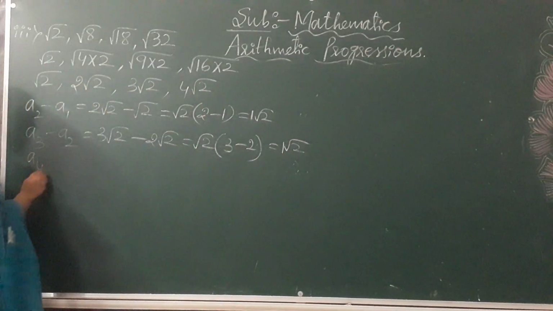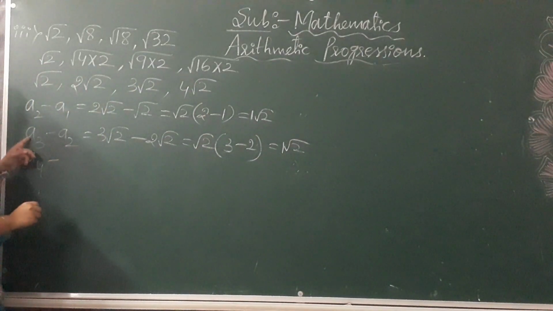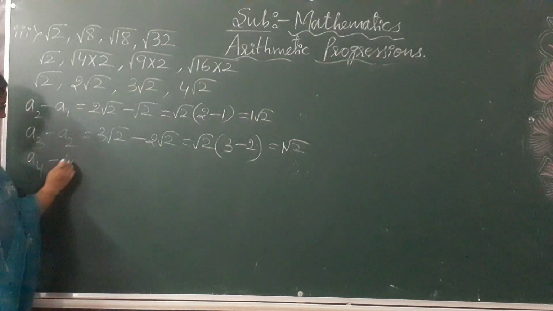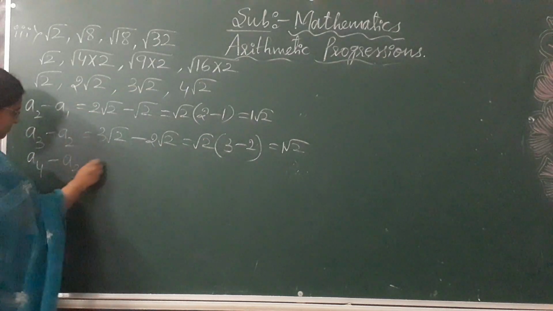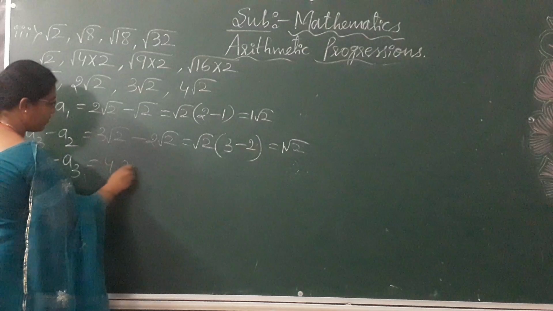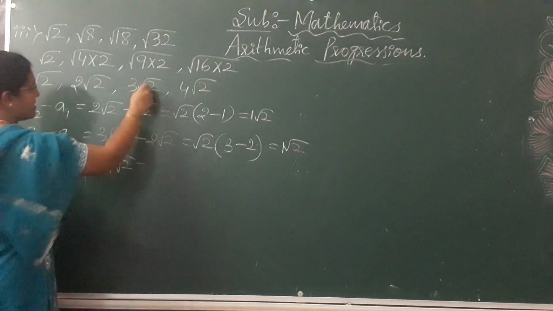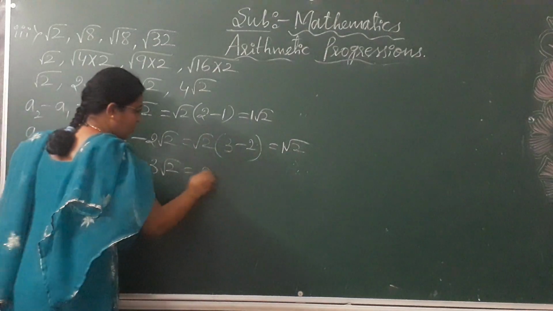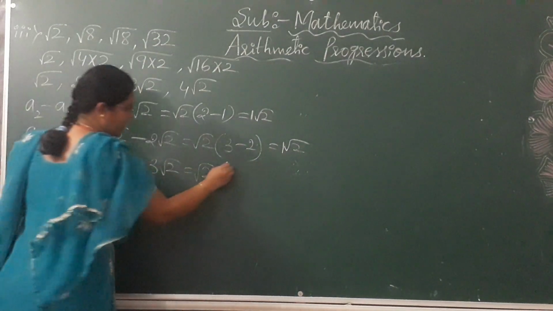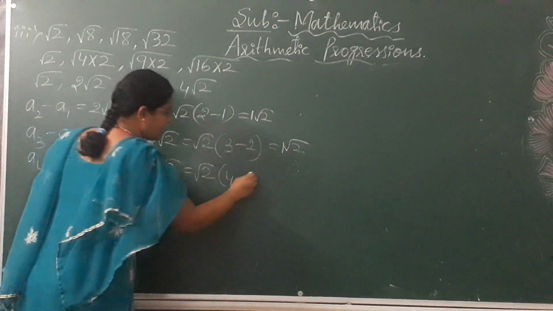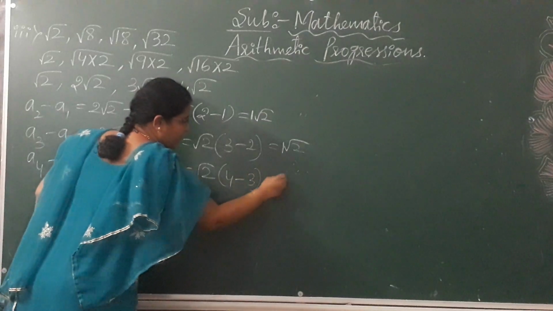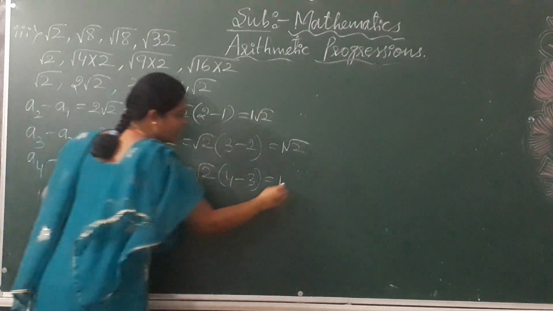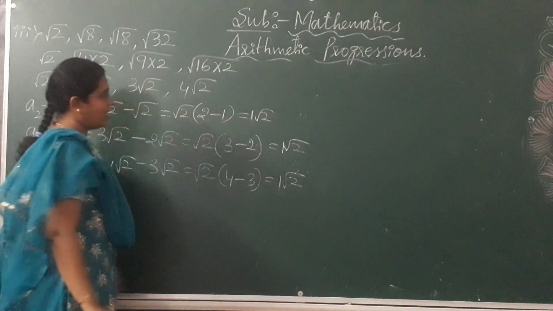Next, like this only, the difference between the fourth term and the third term. The fourth term is 4 root 2 minus the third term, 3 root 2. Here root 2 is common again. What is left? 4 minus 3 is left. 4 minus 3 is nothing but 1. Keep root 2 as it is.